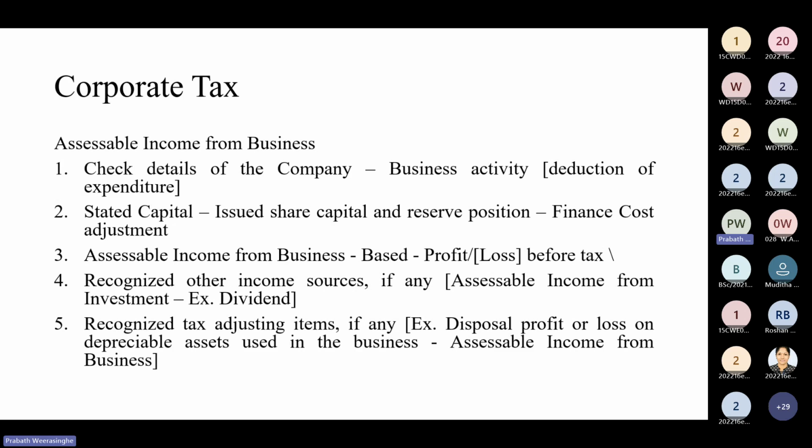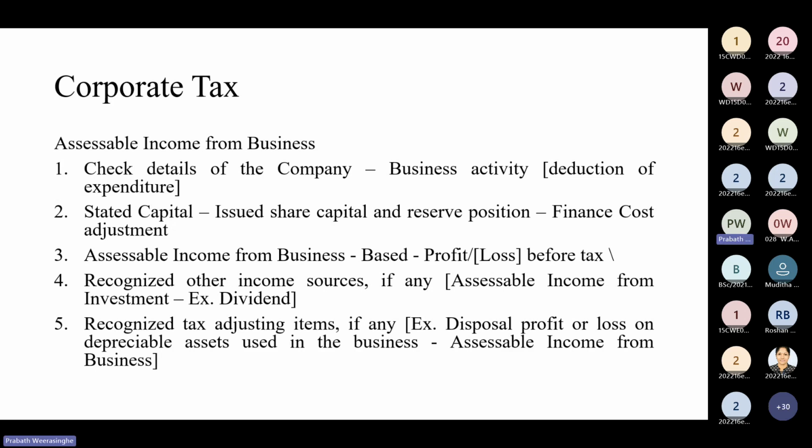An important point is that in the comprehensive income statement, the P&L, it is about income and expenditure. The difference between income and expenditure we recognize as profit or loss. So on the income side, we have to check whether there is any other source of income, maybe assessable income from investment, which we need to work out separately. Therefore, the intention is to first compute the assessable income from business. So if there is any other source of income, we have to remove it.